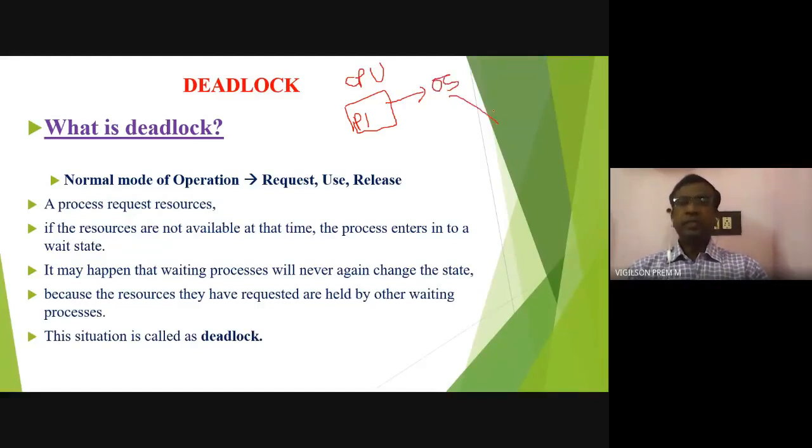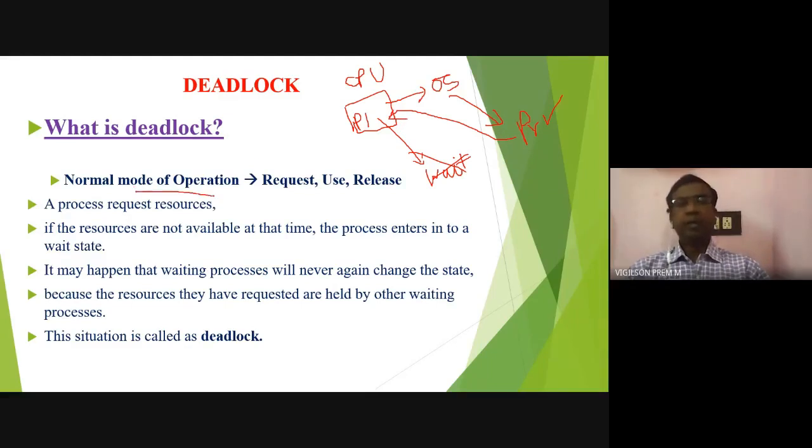Then OS will see whether printer is available or not, whether printer is free or not. If it is not free, OS will move process P1 to wait state. This is the normal procedure. If it is available, printer will be allotted to P1. After completing its work with the printer, P1 will release the printer. That is what is given here.